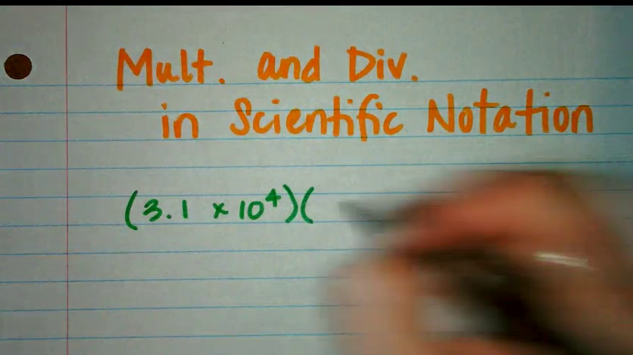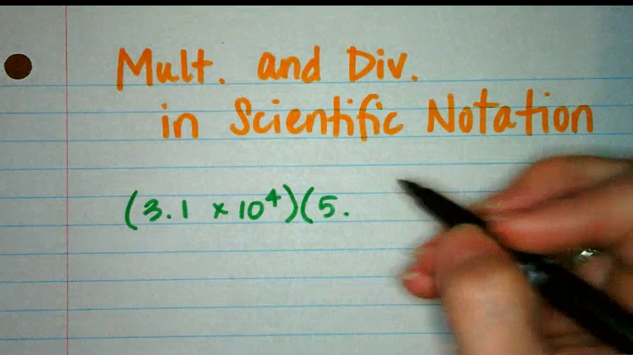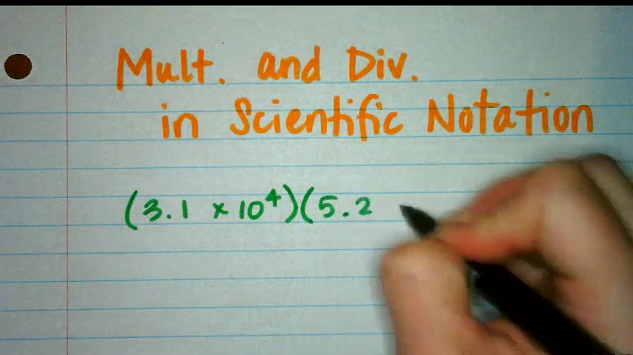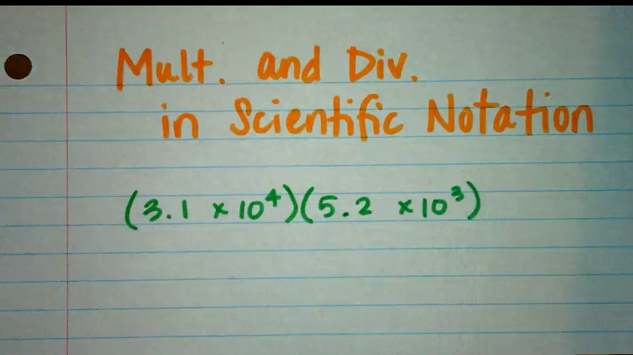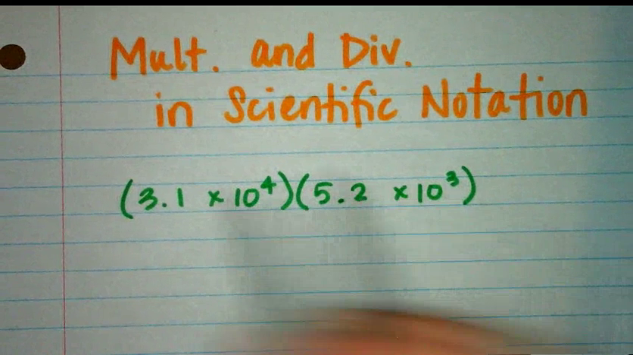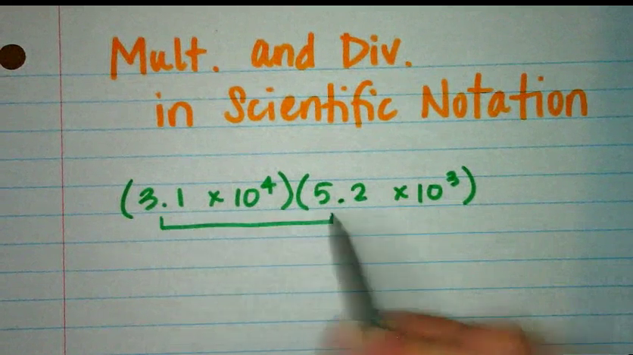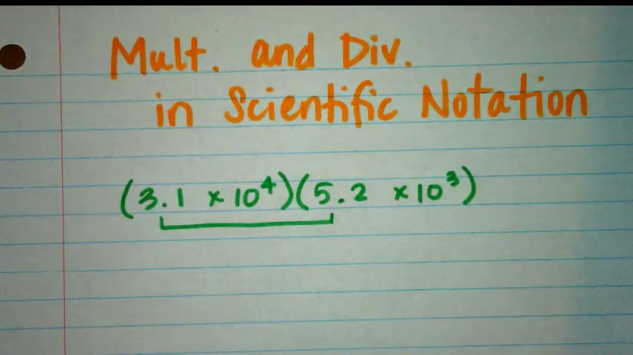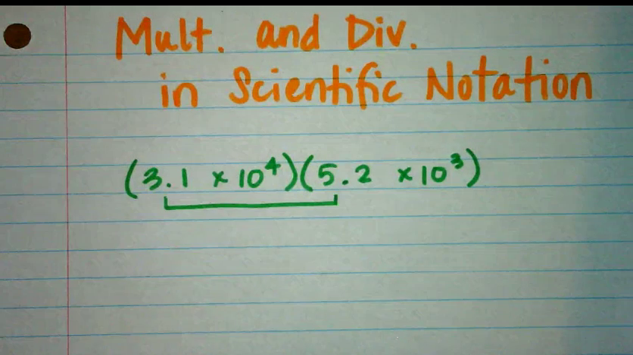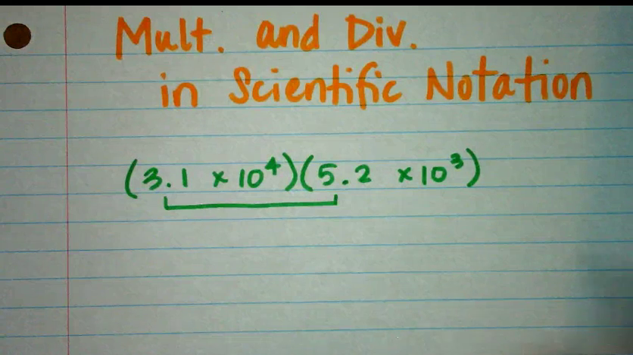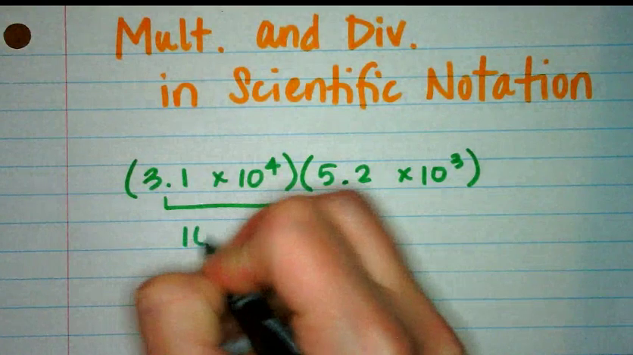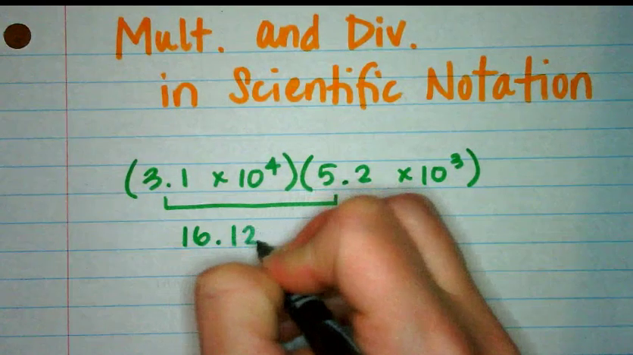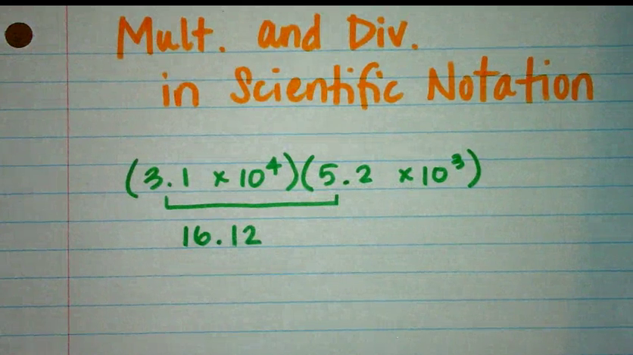and we're going to multiply that by 5.2 times 10 to the third. All we need to do is multiply our base numbers, or our coefficients, by each other. So if you need to go to the side and do some scratch work, we need to multiply 3.1 by 5.2. And you should get an answer of 16.12.